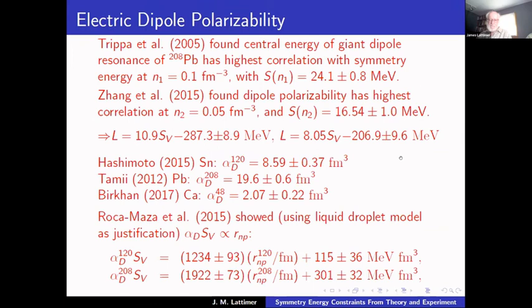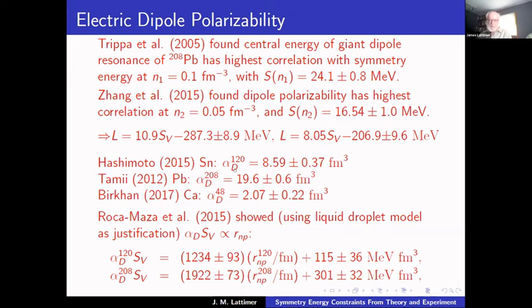We can also look at the electric dipole polarizability. There are important correlations between the polarizability multiplied by SV and the neutron skin thickness. In fact, this correlation is quite good, as Roca-Maza showed. He used the liquid droplet model basically to justify this particular correlation. And for 3 important nuclei, namely tin-120, lead-208, and calcium-48, there have been recent measurements of this dipole polarizability.